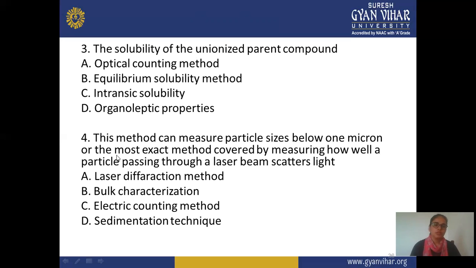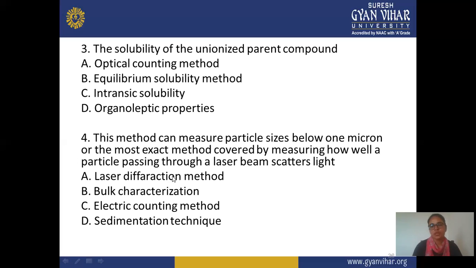And next, fourth question: this method can measure particle size below 1 micron, or the most exact method covered by measuring how well a particle passes through a laser beam of scattered light. This question is regarding the particle size. If the particle size is less than 1 micron or up to 1 micron, then which method is used for determination of this particle, or scattering method for exact particle size determination, or by the help of laser beam scattering light.